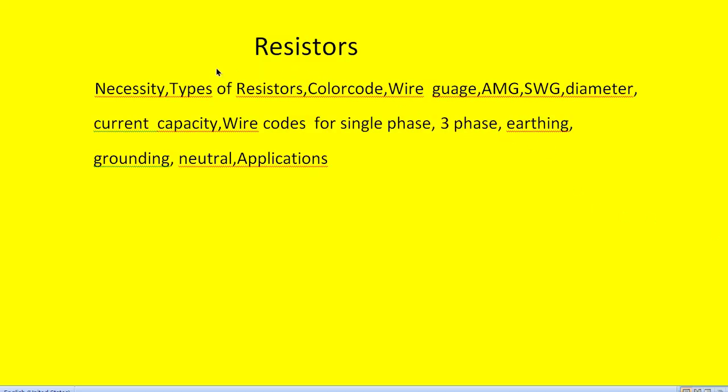Hello friends, today I will discuss resistors. So here the main points are: what is the necessity of resistors, types of resistors, color code, wire gauge, American wire gauge that is AWG, standard wire gauge that is SWG, which is also called British wire gauge, diameter of the conductor or wire, current capacity, wire codes for single phase, three phase, earthing, grounding, neutral, and applications.